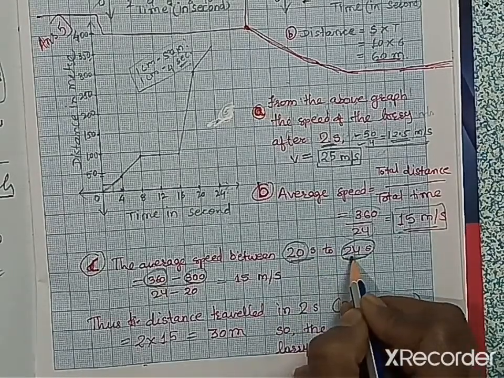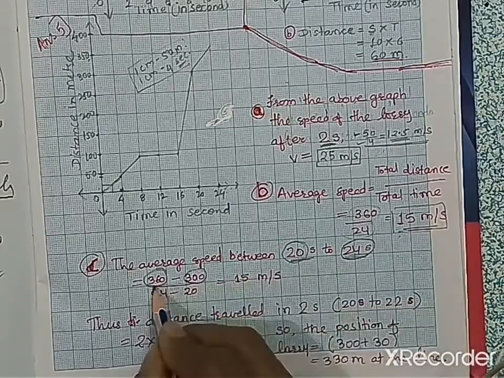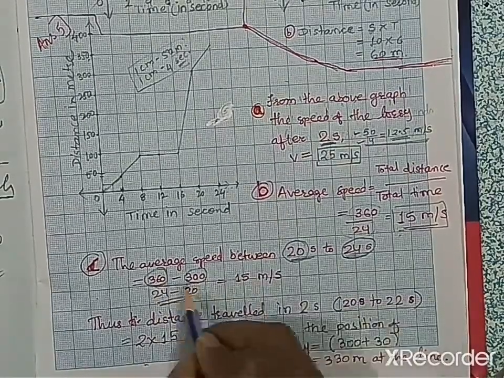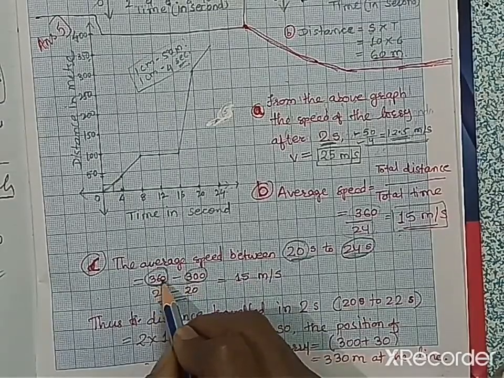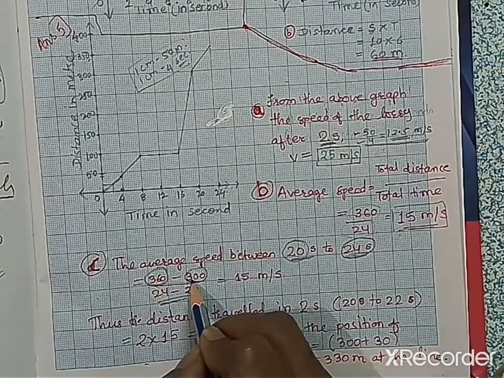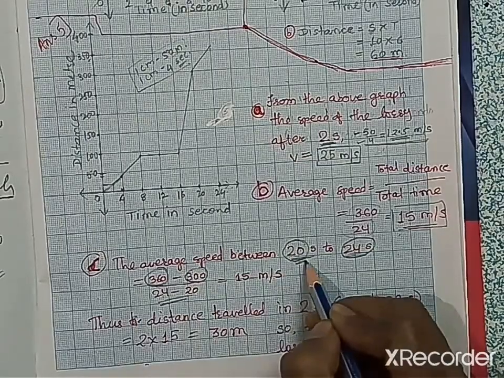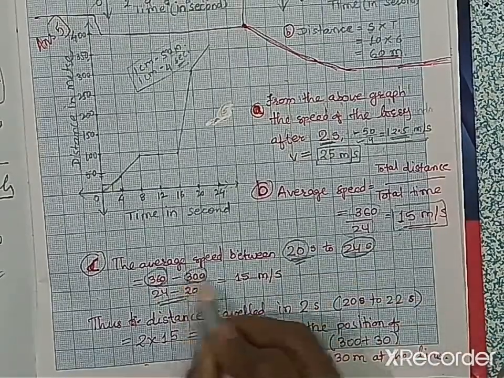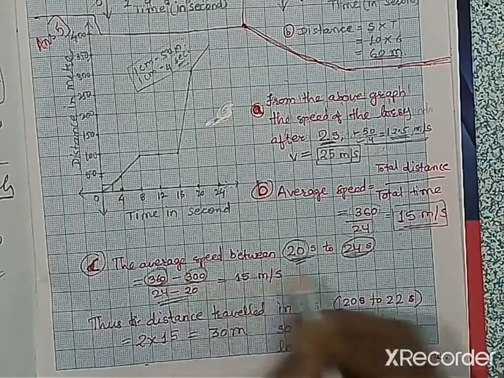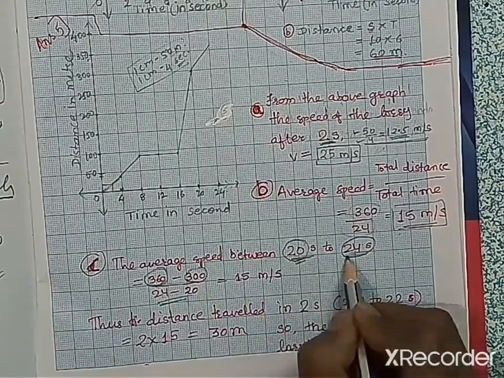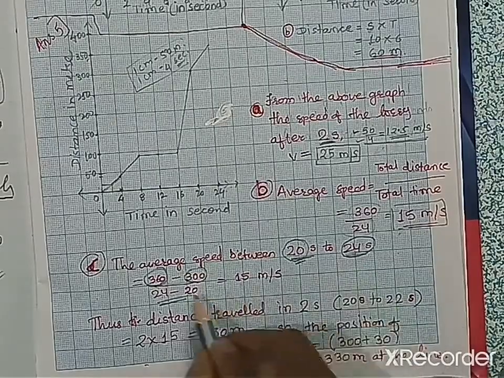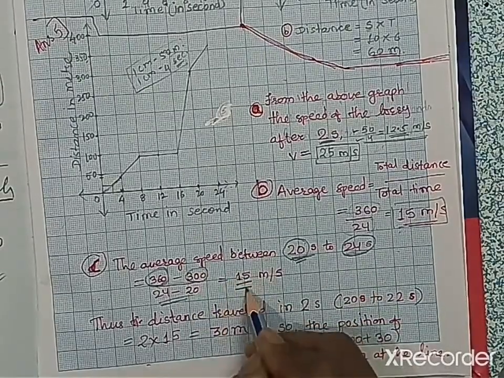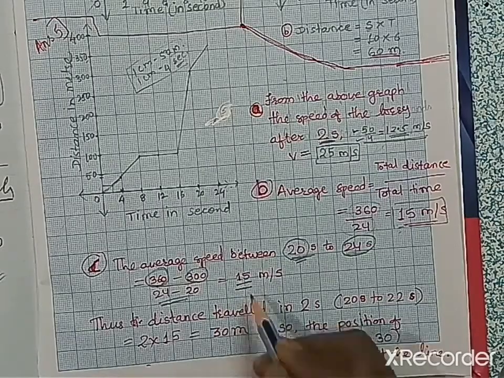Okay, so we have subtracted this. So 24 minus 20 we have taken here time, and the final distance is 360. So we will subtract 300, that is the distance covered at 20 seconds. This is distance covered at 24 seconds. So the average speed between these two seconds, that is 20 second to 24 second, it is 15 meter per second. Okay, it comes 15 meter per second.